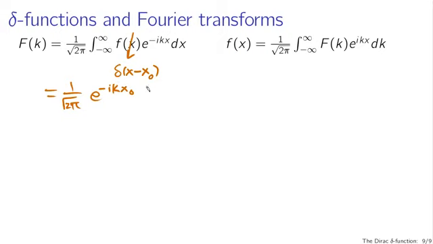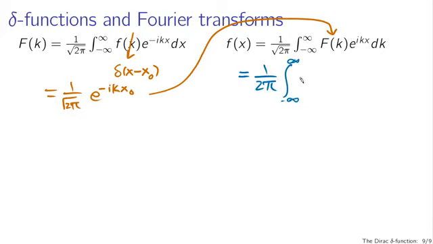In order for this to really make sense, when I take this capital F of k and substitute it back in here, you'll see we need a particular interpretation of integrals of e to the i k x. So let's go ahead and do that. Let's substitute that in. What we're going to get is 1 over square root of 2 pi out front, times another 1 over square root of 2 pi from our capital F of k. So we're just going to have a 1 over 2 pi overall. And we have an integral from minus infinity to infinity of our capital F of k, e to the minus i k x naught, times e to the i k x, and we're integrating now dk.